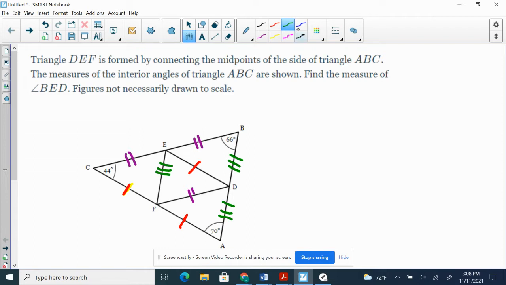So the way I looked at it is, this is asking for BED. So I'm looking for BED. So this is the angle I'm looking for. So that's between purple and red. So if I look at my triangle down here between purple and red, that means it would be this angle here. And if I'm looking for this triangle, it would be this angle here. So knowing that alone, then you know that BED is 44 degrees because it's 44 degrees there.